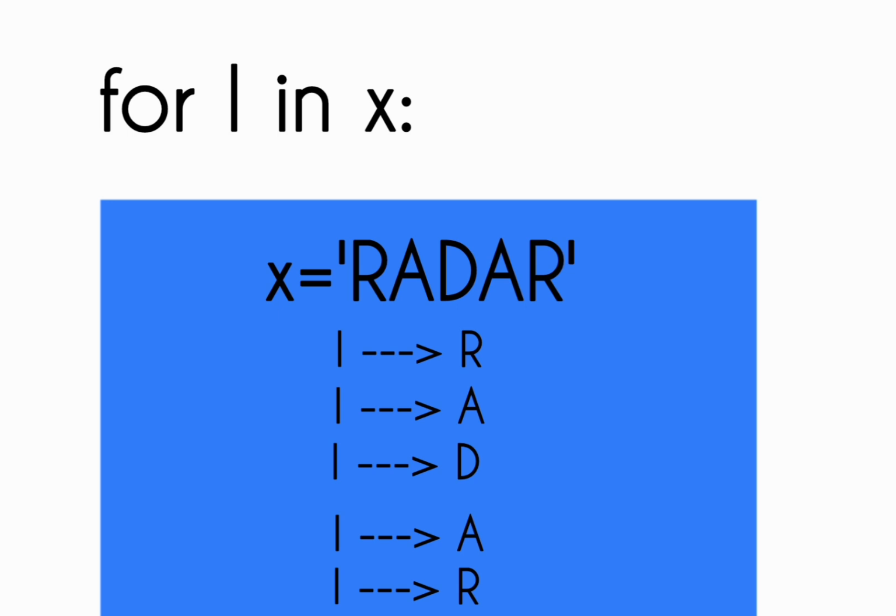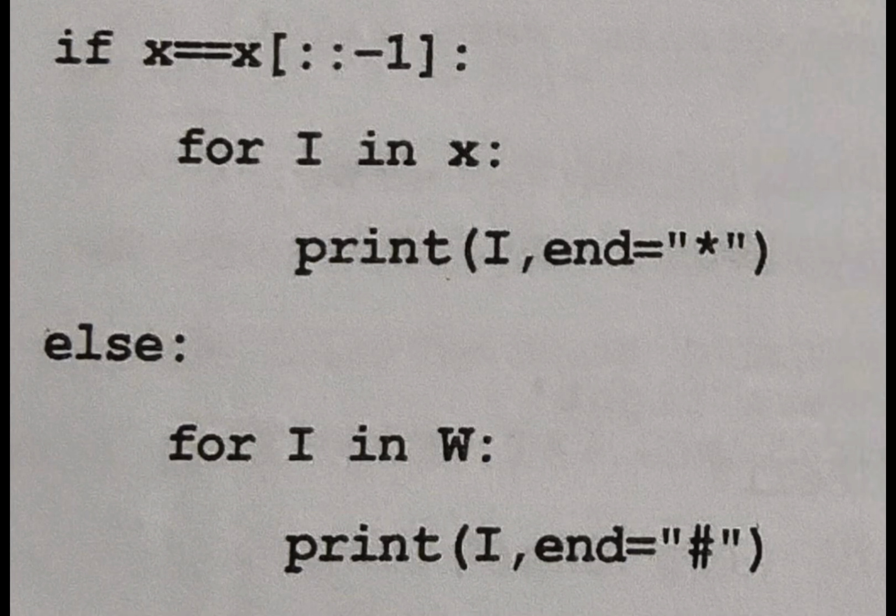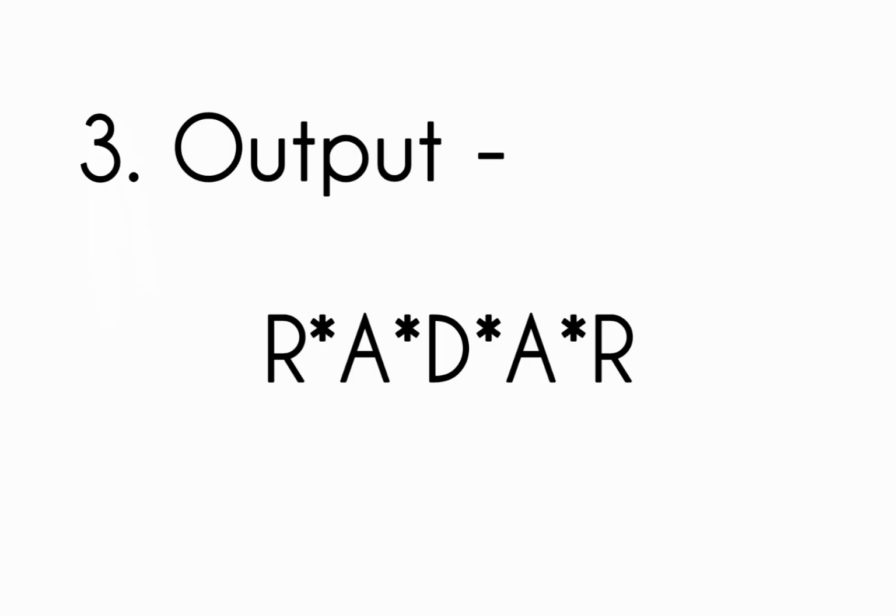So here the line is for I in X. X holds the value RADAR with all letters in uppercase. So when the loop runs, the value of I will be R, A, D, A, R one by one. Now again we have to print these characters like we did the very first time, that is for race car. So now we have to print these characters using asterisk as the separator, because inside the if condition asterisk is used as the separator. So now we give the third output, that is R*A*D*A*R. So this will be our third output.